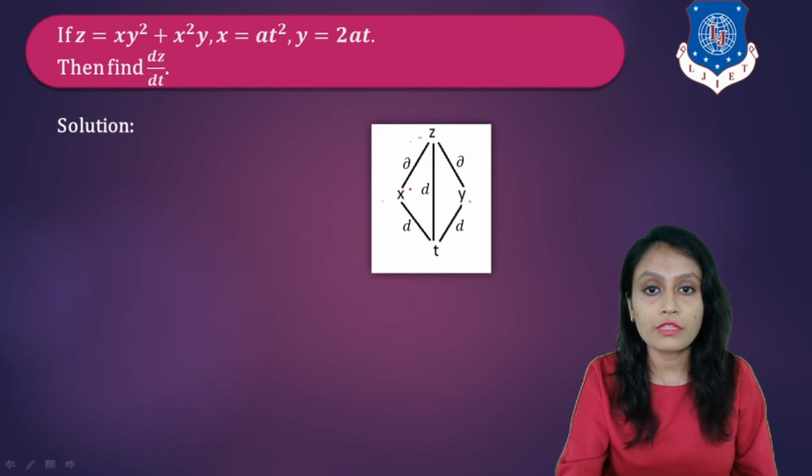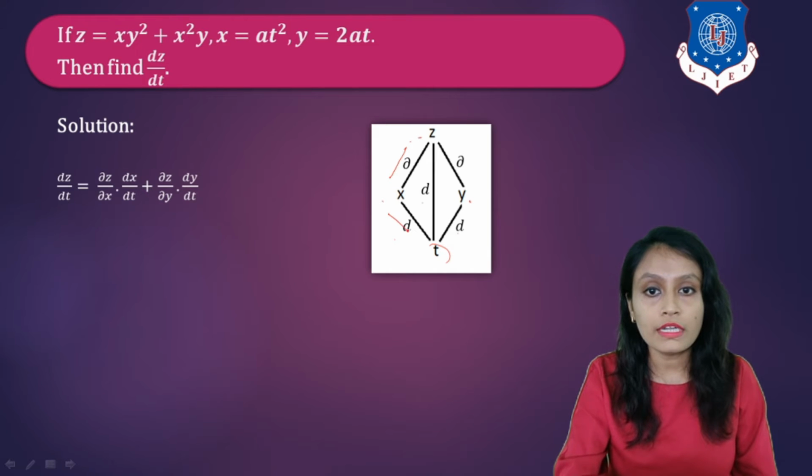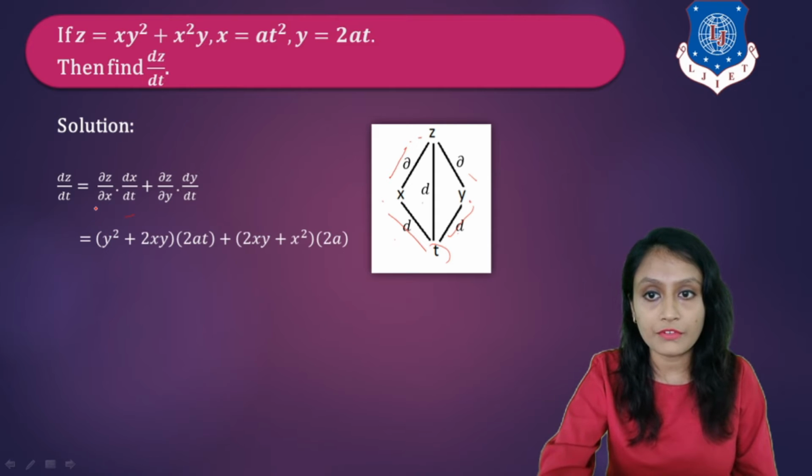Now here we have more than one variable, so we will write del, and here we have only one variable, so we will write d. Okay. So now the formula to find dz by dt is what? Del z by del x into dx by dt, this term, plus del z by del y into dy by dt, this term. Okay, so we just have to simplify it further.